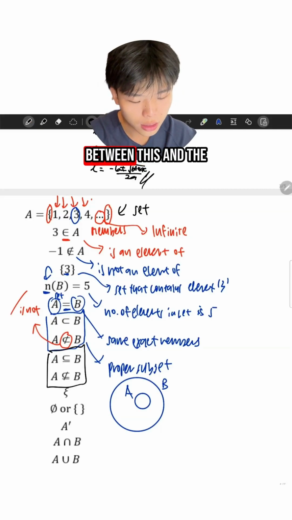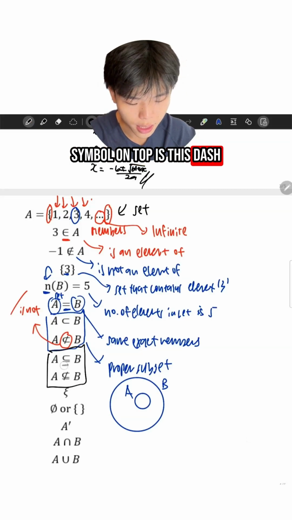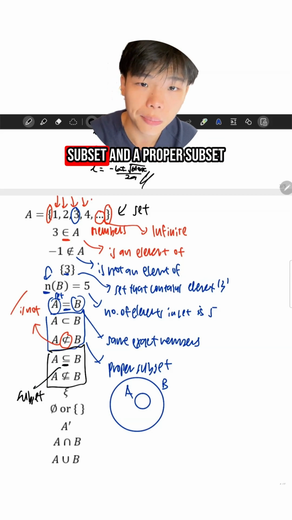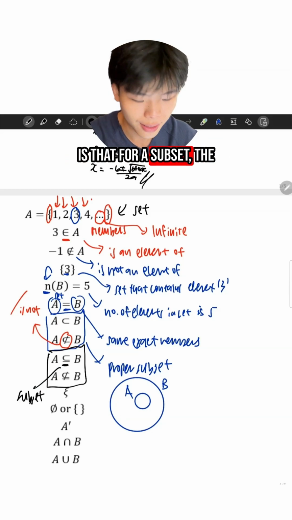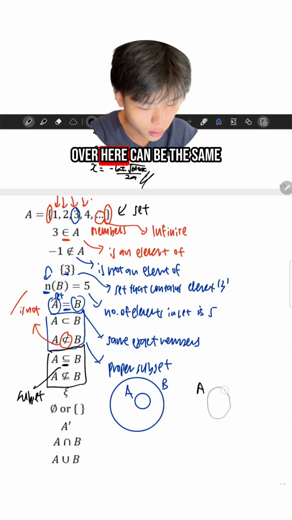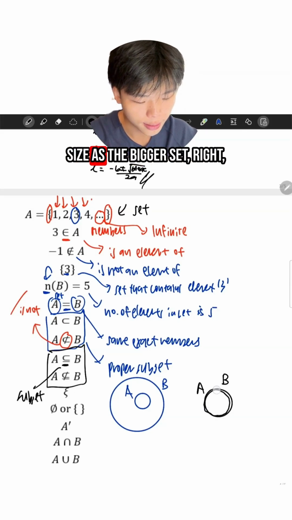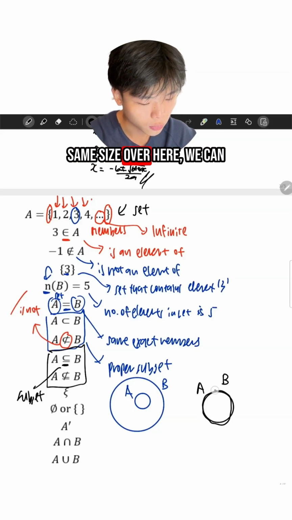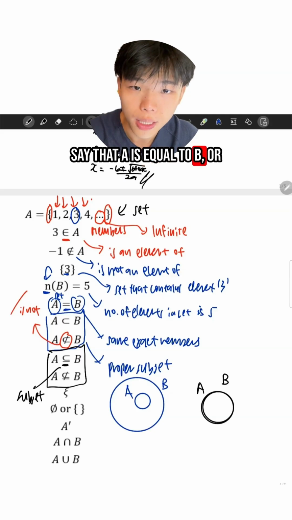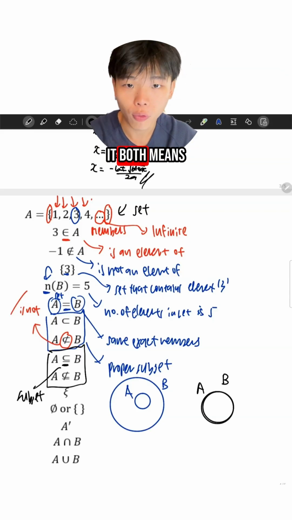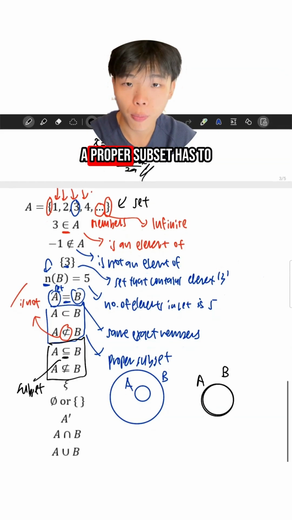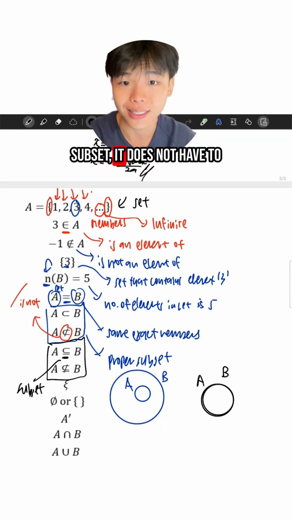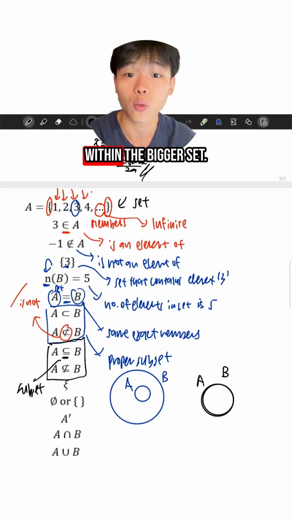Next, the difference between this and the symbol on top is this dash at the bottom, and this dash at the bottom means it's just a subset, right? So the difference between a subset and a proper subset is that for a subset, the smaller set over here, so A, can be the same size as the bigger set, right? The so-called bigger set. So if these two sets are the same size over here, we can say that A is equal to B or A is a subset of B, right? It both means the same thing. So that's literally the difference. A proper subset has to be exactly encapsulated within it, whereas a subset does not necessarily have to be encapsulated within the bigger set.